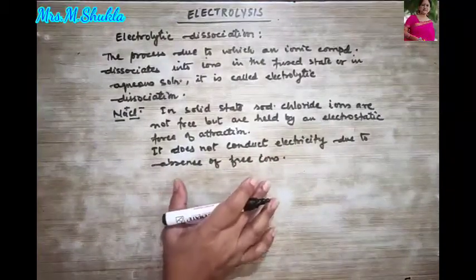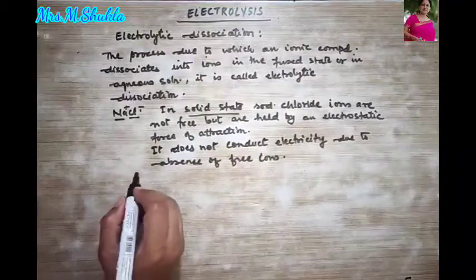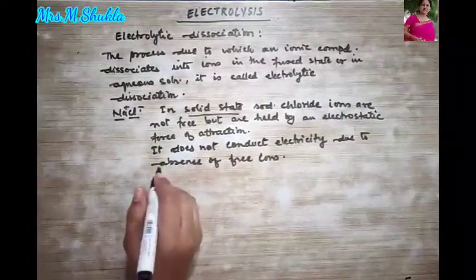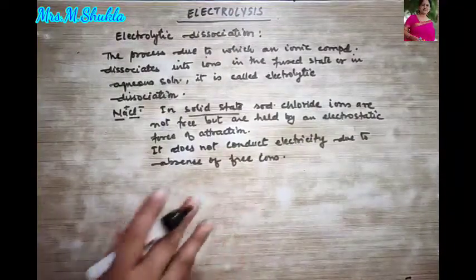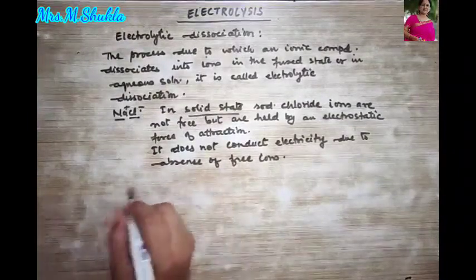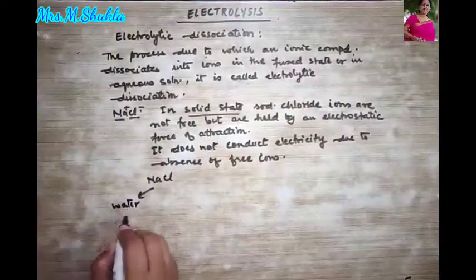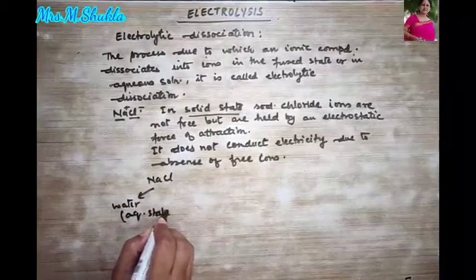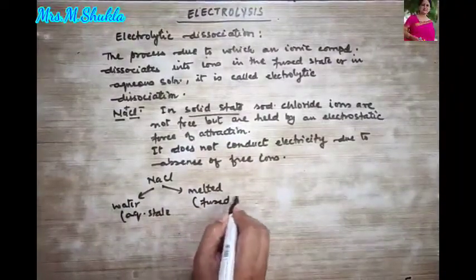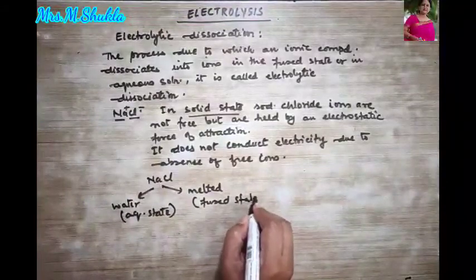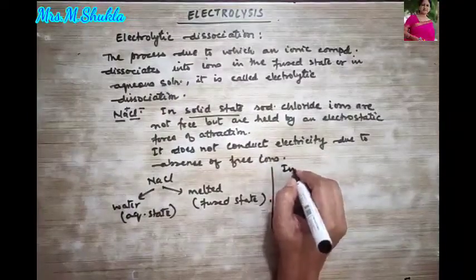So one point is very clear, that in the solid state they will not allow electricity to pass through. But then what happens in the molten or fused state or in the aqueous state? When sodium chloride is dissolved in water, we say that it is in the aqueous state. And when it is melted, it is called the fused state, or the molten state. Is this point clear? So let us understand what happens in the aqueous state.